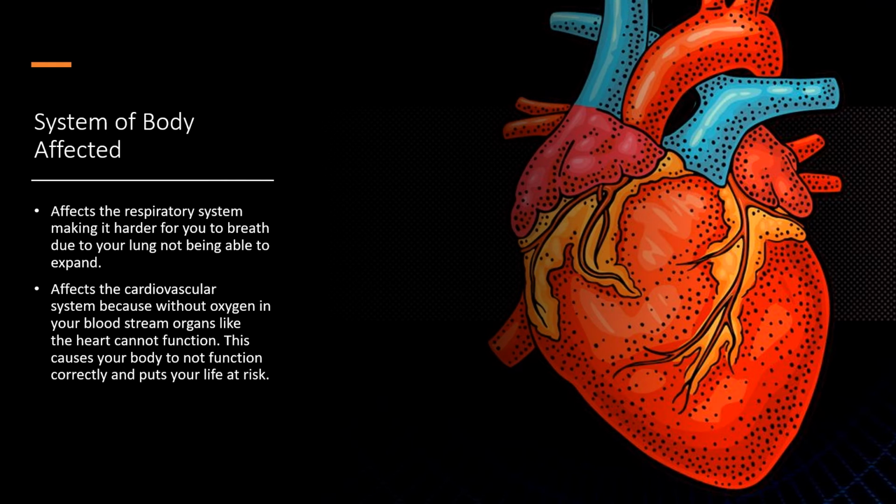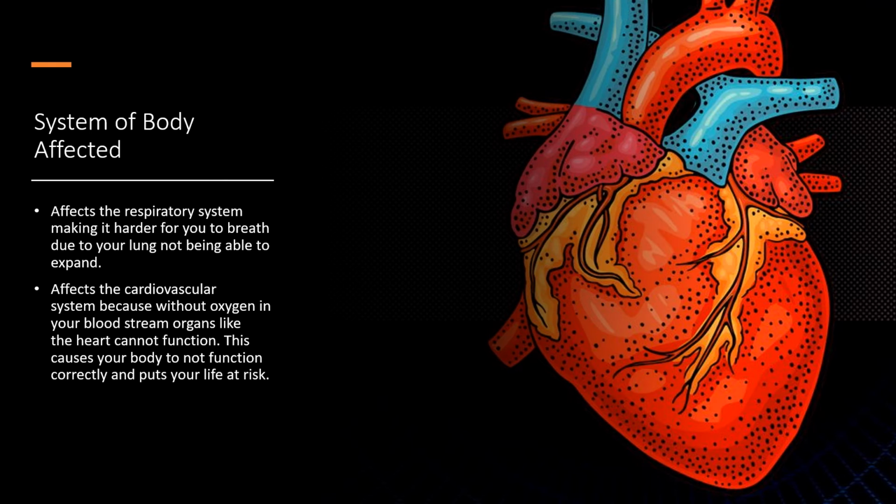So the systems of the body that a collapsed lung affects. Obviously, the most obvious one is the respiratory system. You're going to have shortness of breath. You're going to have chest pains, which is going to make it harder for you to breathe. So that's the respiratory system.